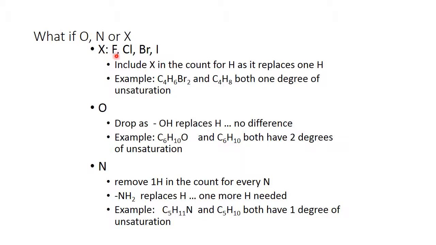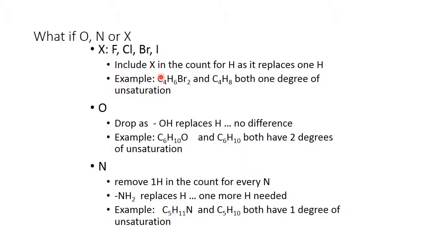If you look at a structure that has a halogen in it, you will find that to put a halogen on, you have to remove a hydrogen. So if I'm trying to figure out how many double bonds are there, all I need to do is replace the halogens with the hydrogen, and I get an equivalent formula for counting degrees of unsaturation.